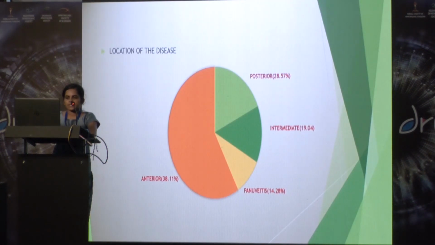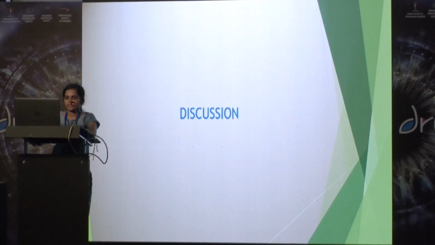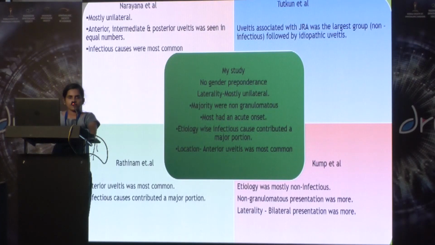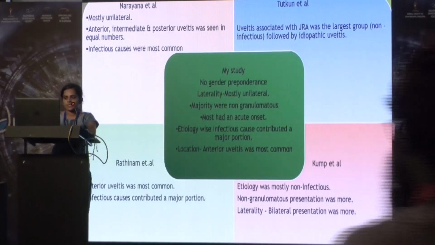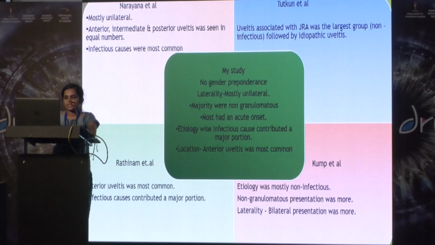The location of disease: anterior uveitis contributed a major portion, followed by posterior, intermediate, and pan uveitis. Discussion. In my study, there was no gender preponderance found. Most cases were unilateral, and the majority were non-granulomatous. Most of them had an acute onset, and etiology-wise, infectious cause contributed a major portion.